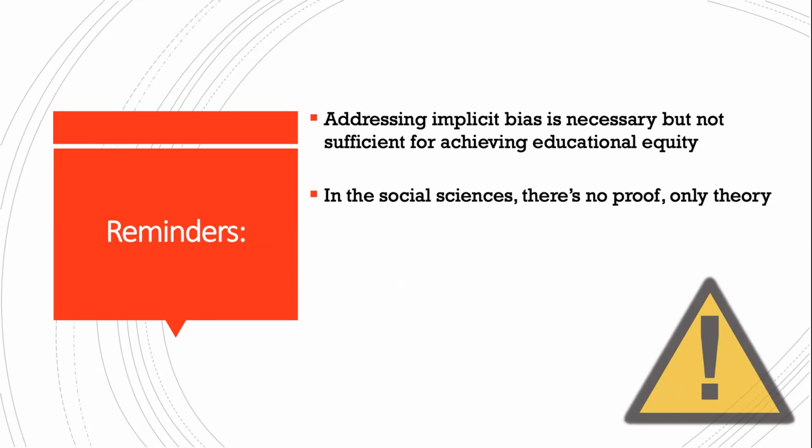Also, in the social sciences, there's no proof, only theory. So the interventions that I talked about might have worked in some cases or contexts, but not necessarily others, right? So it's important to make sure that we're using these interventions responsibly and monitoring progress over time, or at least checking in with ourselves. Does it seem to be working? And how do we know?